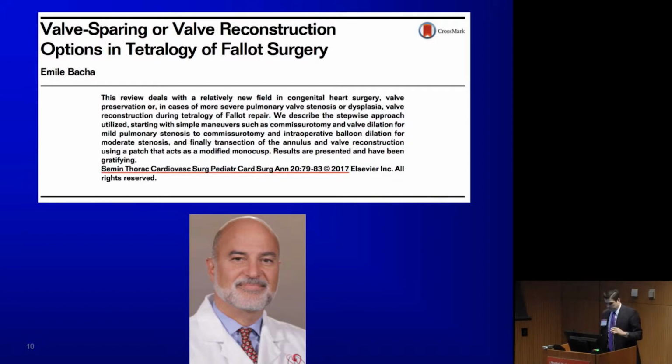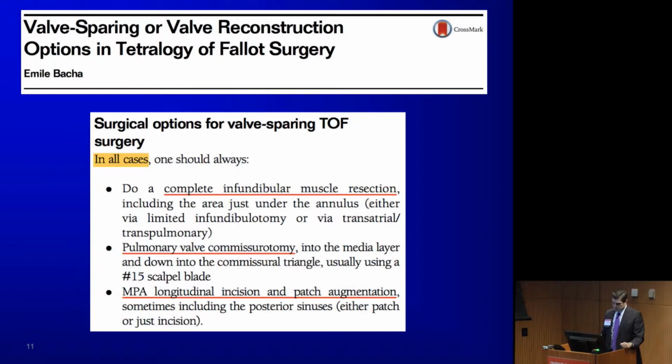Perhaps a little bit more straightforward approach, and one that I think we use here, and one that in my training up in Boston I think was the general approach to their technique as well, was described by Emil in an updated review in the Annals in 2017. This generally shows that for all cases, when you're talking about doing a pulmonary valve sparing approach, you have to do a complete infundibular muscle resection, pulmonary valve commissurotomies like were displayed in those pictures previously, as well as augmenting and doing a pulmonary arterioplasty of some sort, usually along the MPA.